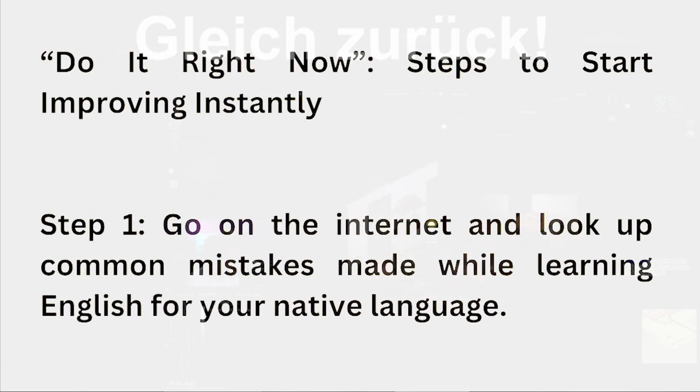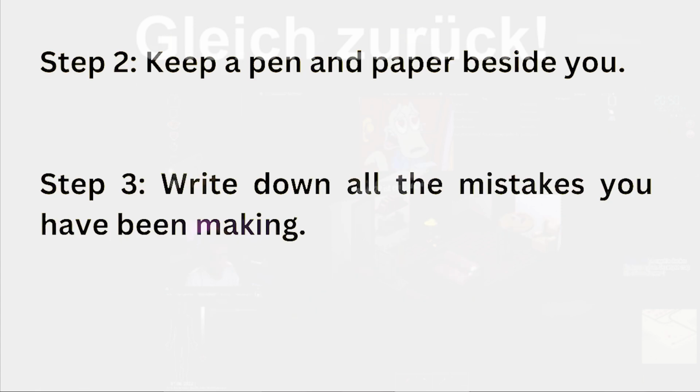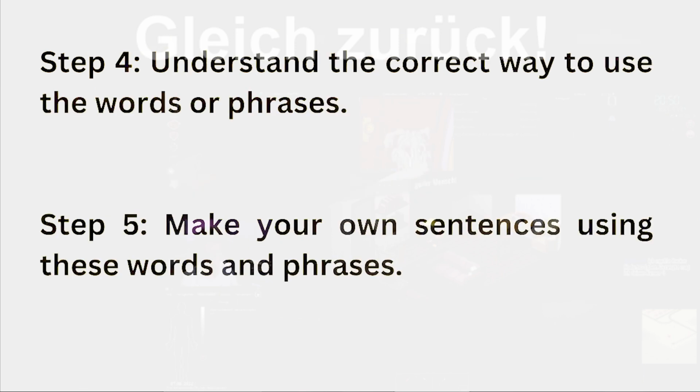Do it right now. Steps to start improving instantly. Step 1. Go on the internet and look up common mistakes made while learning English for your native language. Step 2. Keep a pen and paper beside you. Step 3. Write down all the mistakes you have been making. Step 4. Understand the correct way to use the words or phrases. Step 5. Make your own sentences using these words and phrases.